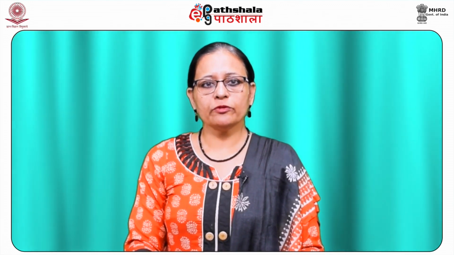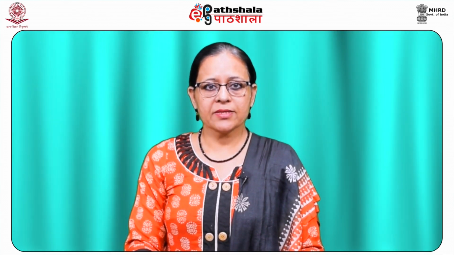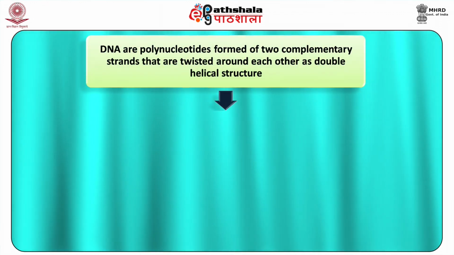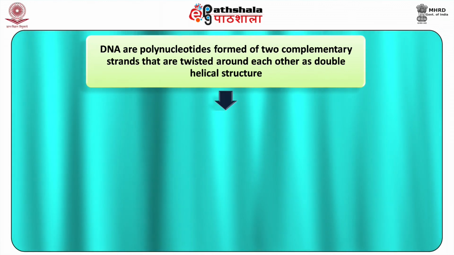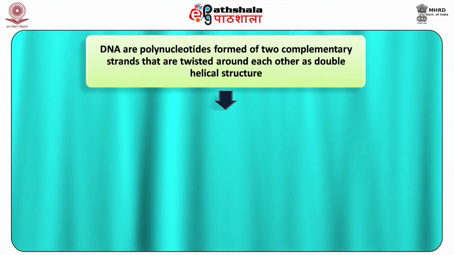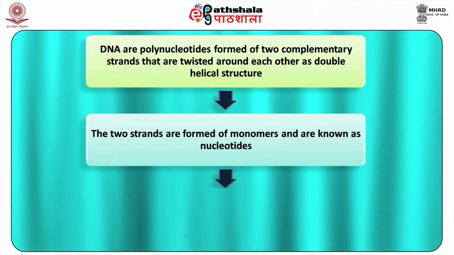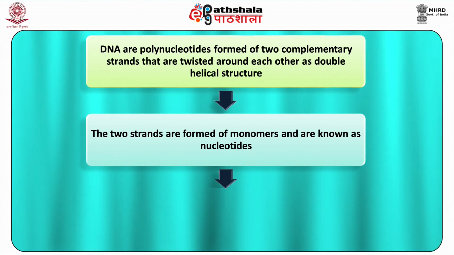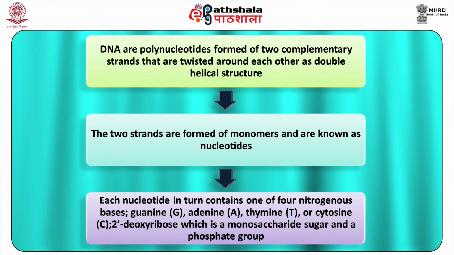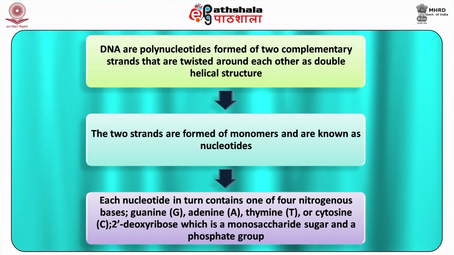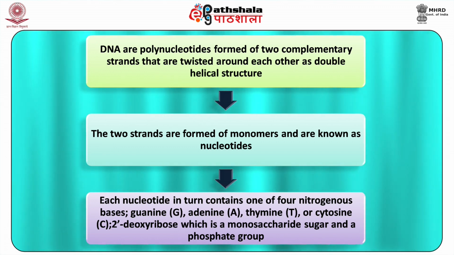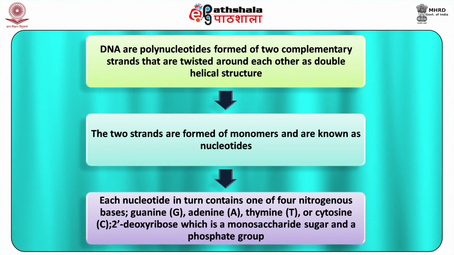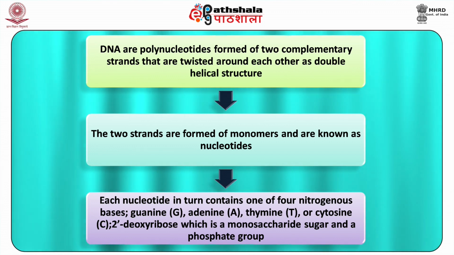Most DNA consists of two biopolymer strands coiled around each other to form a double helix. DNA are polynucleotides formed of two complementary strands that are twisted around each other as a double helical structure. The two strands are formed of monomers known as nucleotides. Each nucleotide in turn contains one of the four nitrogenous bases, guanine, adenine, thymine or cytosine, a deoxyribose, which is a monosaccharide sugar, and a phosphate group.